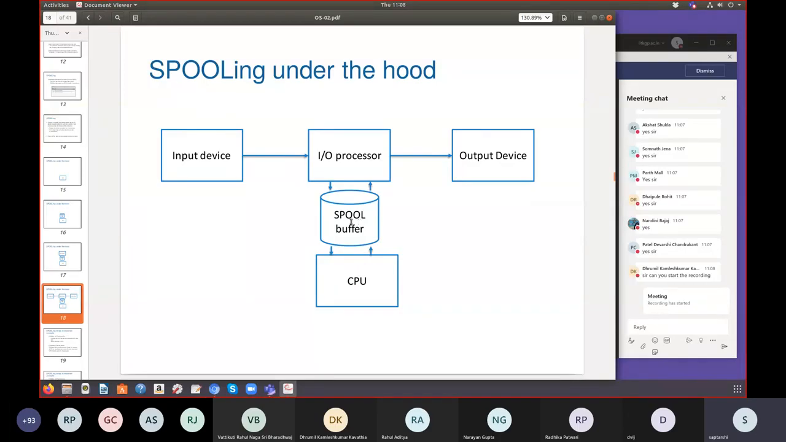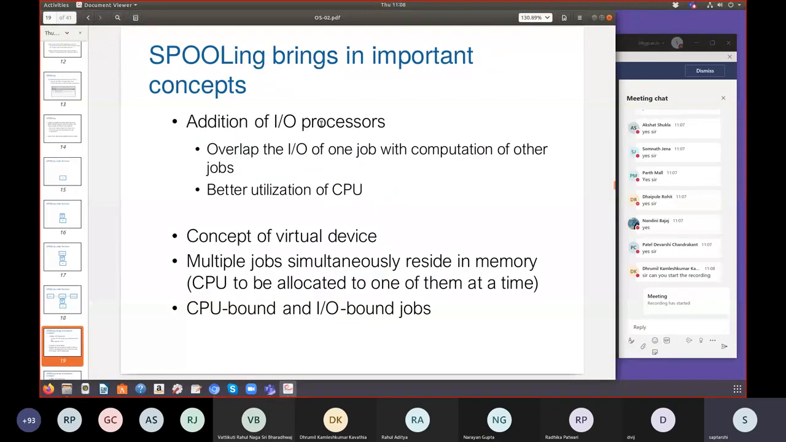And then the rest will be handled by the IO processor. The IO processor can take data from this spool buffer and get it output. Or the IO processor can take data from an input device and store it in this spool buffer. So the CPU does not have to be involved in this part. Suppose one process or task asks for IO, then the CPU can write that data to the spool buffer, and the rest of the IO job will be handled by the IO processor. Meanwhile, the CPU can be assigned to some other task.